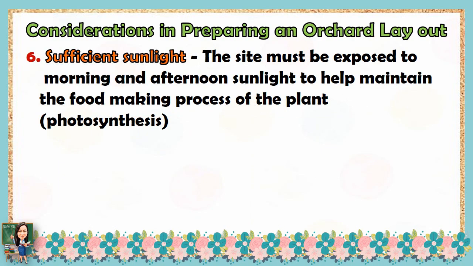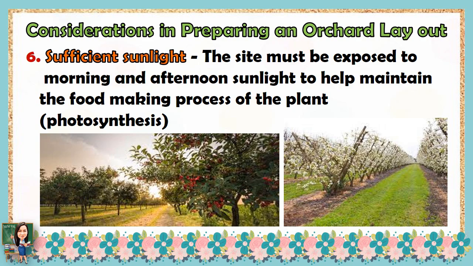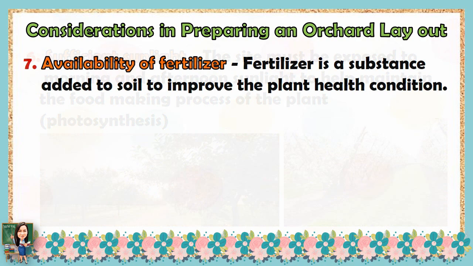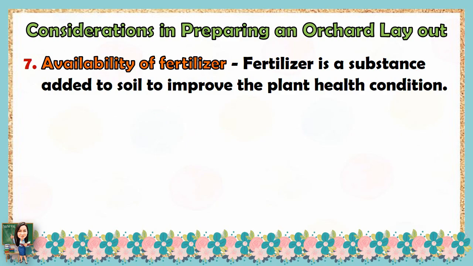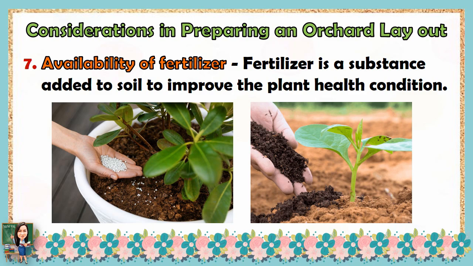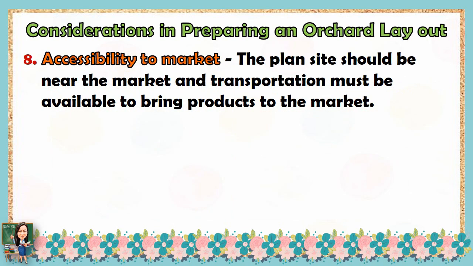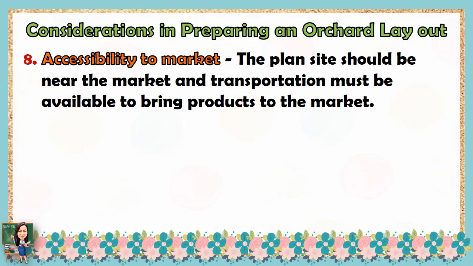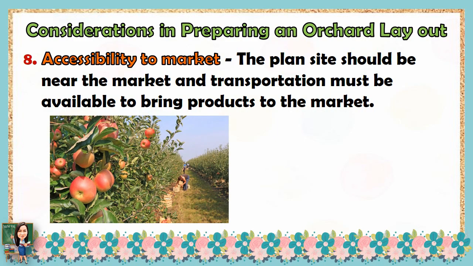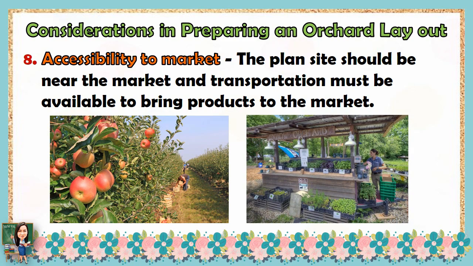6. Sufficient sunlight. The site must be exposed to morning and afternoon sunlight to help maintain the food-making process of the plant, or photosynthesis. 7. Availability of fertilizer. Fertilizer is a substance added to soil to improve the plant health condition. And 8. Accessibility to market. The plant site should be near the market and transportation must be available to bring products to the market.